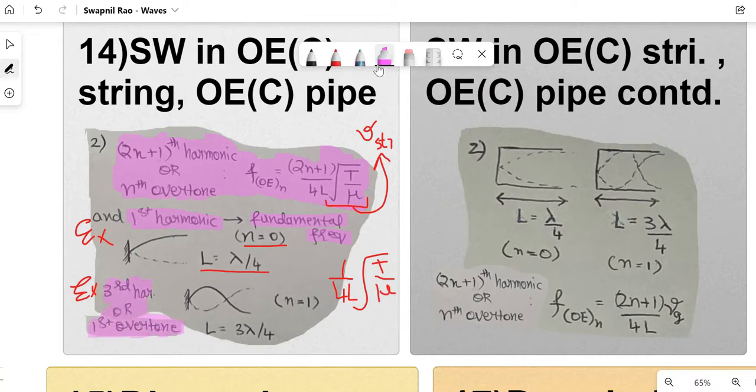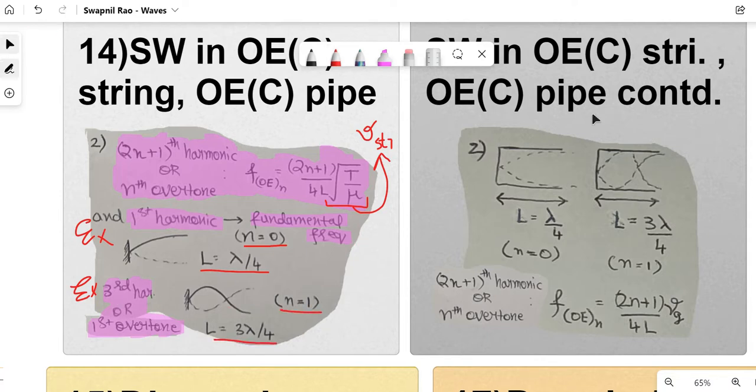So for that, the formula would be, instead of 1 over here, when you put n as 1, it will become 3. So the formula would be 3 by 4l under root t by mu. And that formula is for third harmonic or first overtone, when n is equal to 1. So I hope that was clear, because if that is clear, then the next part would be very simple. Over here I've drawn the diagram. This would be node, this would be node, and this would be an antinode. So the length of this entire thing would be 3 lambda by 4, and this is for n equal to 1, example number 2.